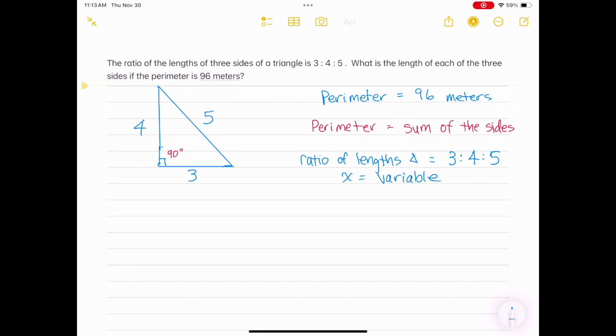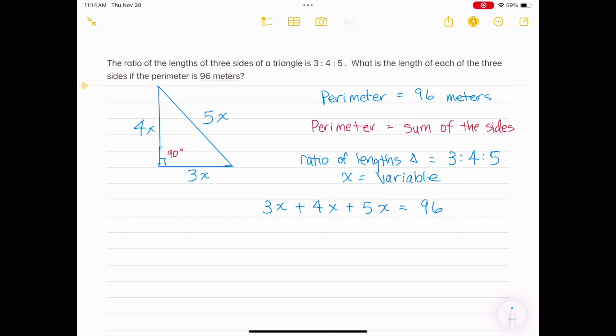We label the sides of the triangle as 3 times x, 4 times x, and 5 times x. So now we can set up the equation as 3x plus 4x plus 5x equals 96, adding up the sides to get the perimeter. This is an algebraic expression, and I will be discussing these in more detail in my upcoming videos.